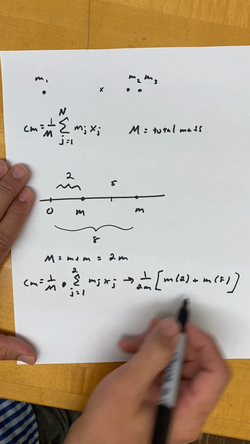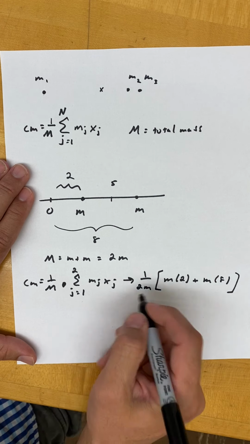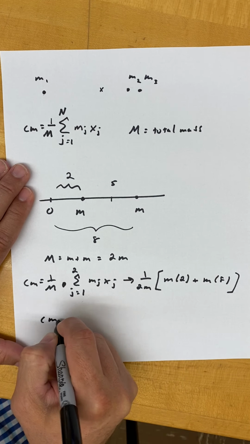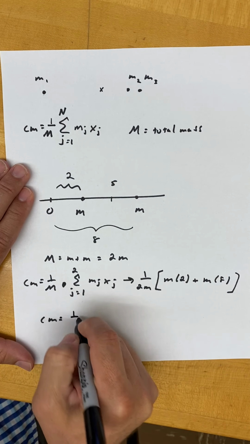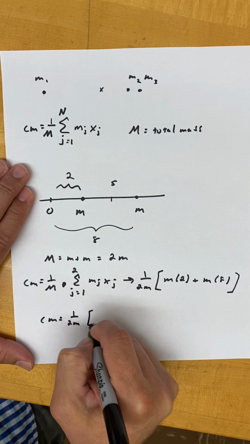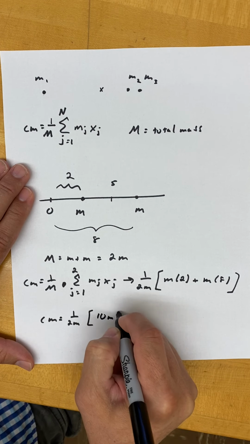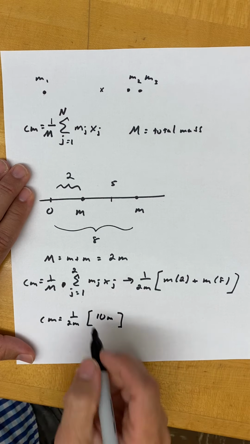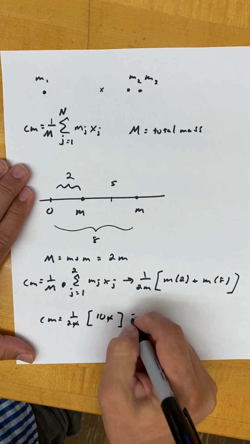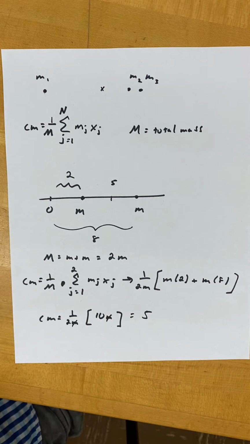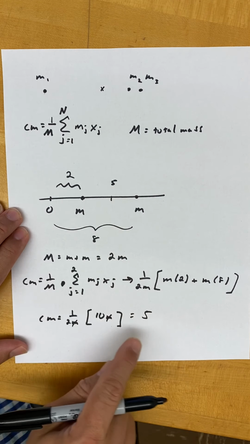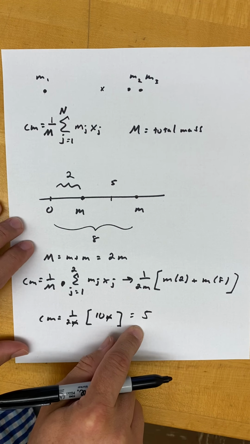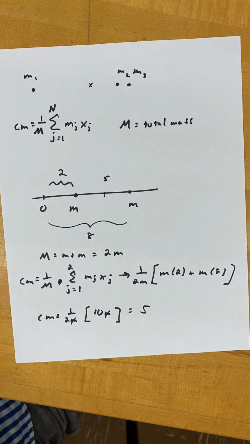Okay, well, 2m plus 8m is going to be 10m. So it looks like my center of mass, if I do the math here, is going to be 1 over 2m times 10m. I'm going to lose an m, I get 10 over 2, 5. Just like what I knew it was, right? But this is a simple example of how that works. We'll do a more complicated one and a 2-dimensional one in the next video.